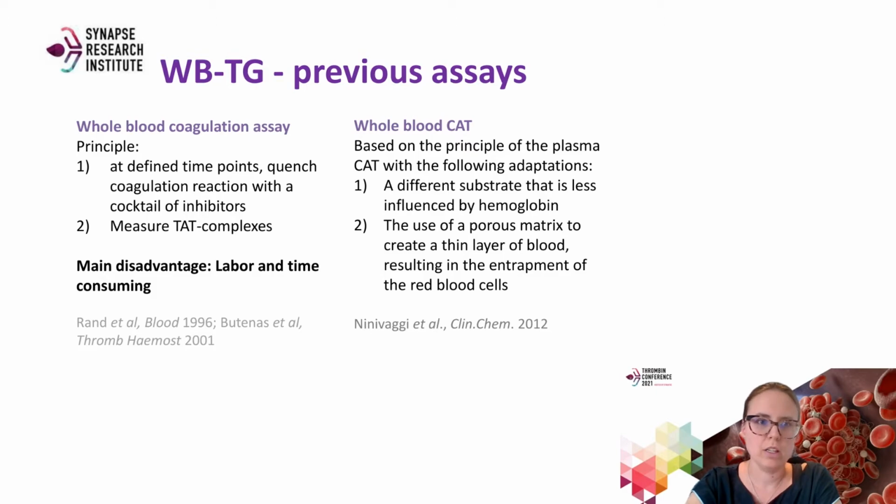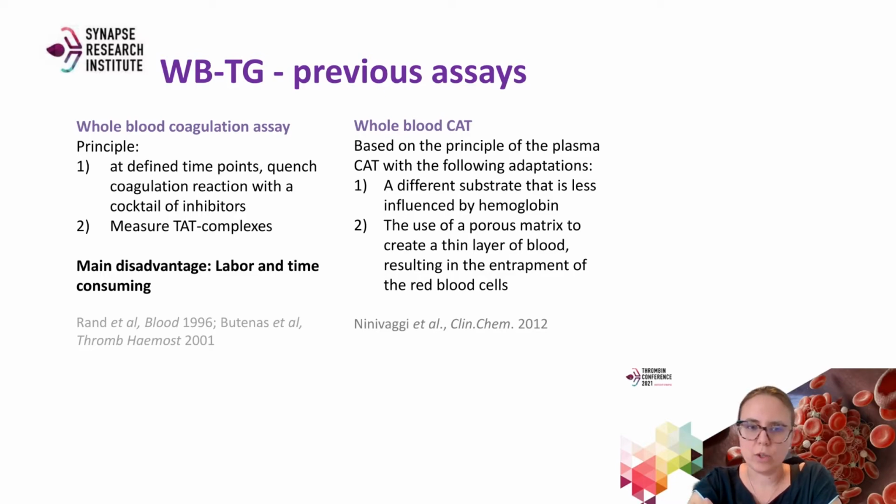In the first method, the whole blood coagulation assay is a subsampling method in which the formation of thrombin-antithrombin complexes is measured to determine thrombin generation. So at defined time points, a subsample is taken of the blood. The reaction is quenched with a cocktail of inhibitors, and then thrombin-antithrombin complexes are measured. The main disadvantage of this method is that it's very labor and time consuming.